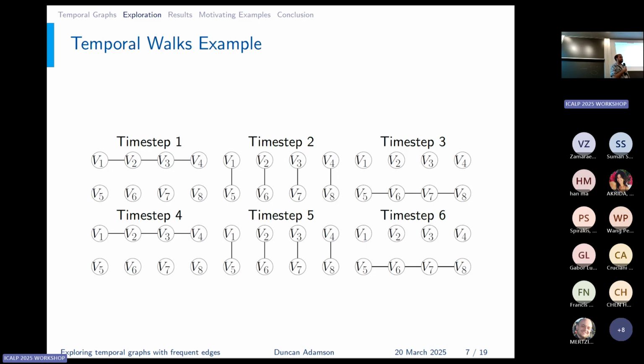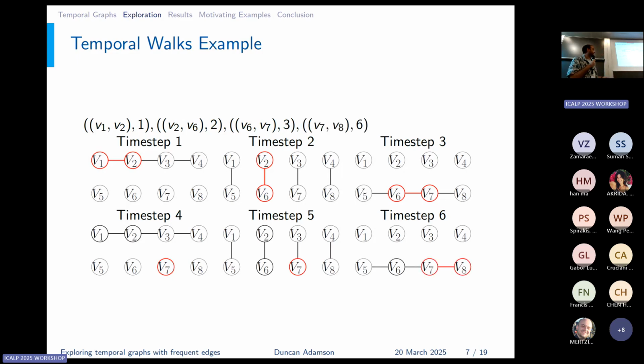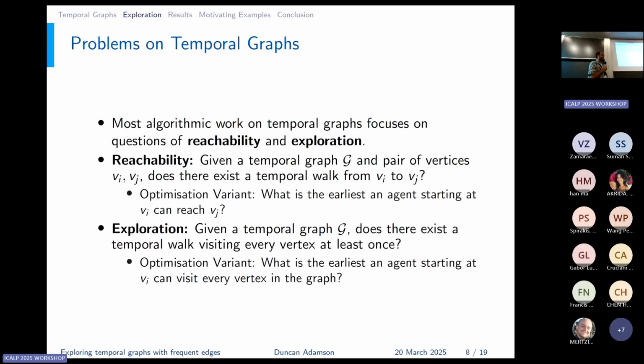So if we go back to this example of a regular graph, we can make a walk from V1 to V8 by first, in time step 1, going from V1 to V2. Time step 2, we go from V2 to V6. Time step 3, V6 to V7. And now we're very, very close. By time step 4, we have no outgoing edges, no edges connected to V7, so we're just going to have to sit there and wait. In time step 5, we can go backwards, but that's no good to us. And then finally, in time step 6, we're able to go from V7 to V8. So we say that in time steps 4 and 5, the agent is waiting at vertex V7.